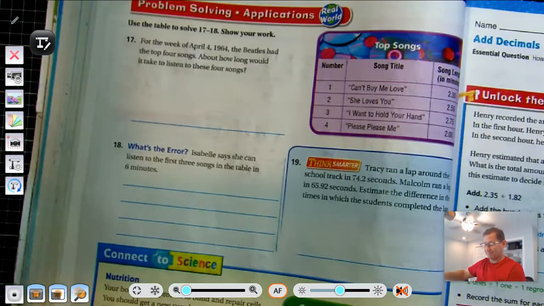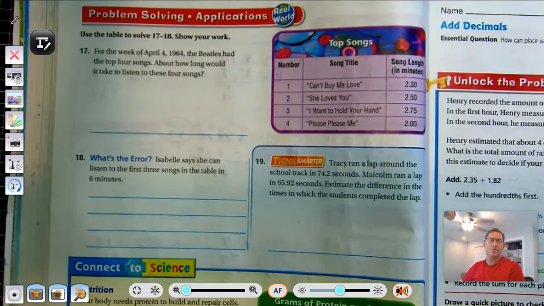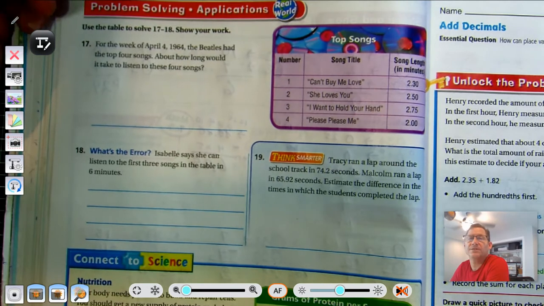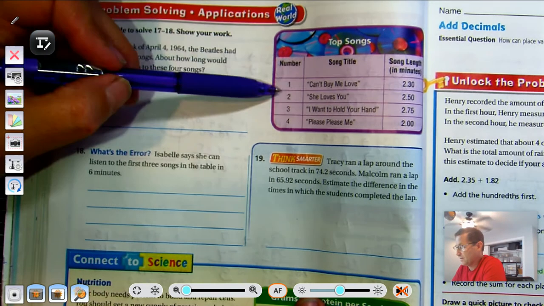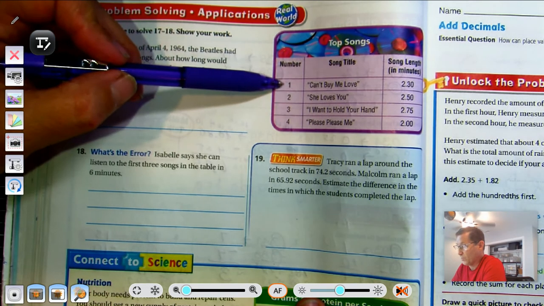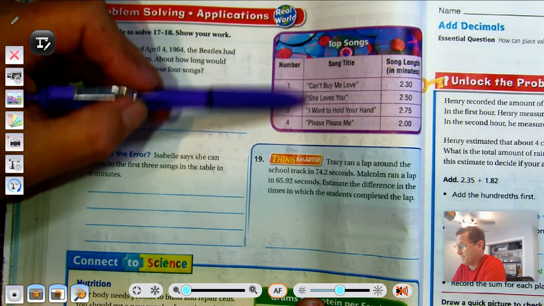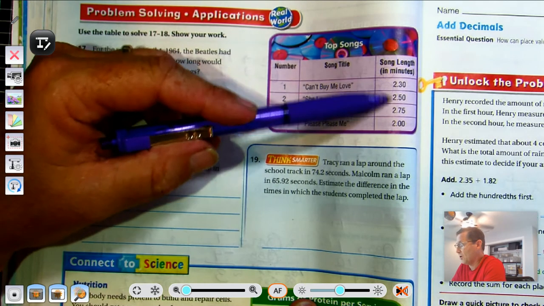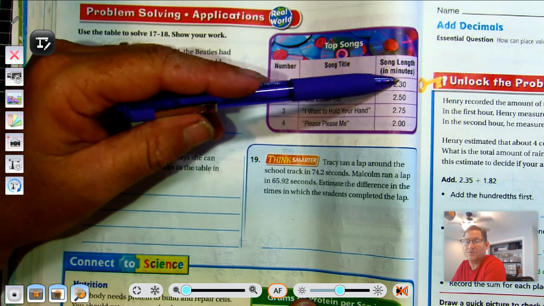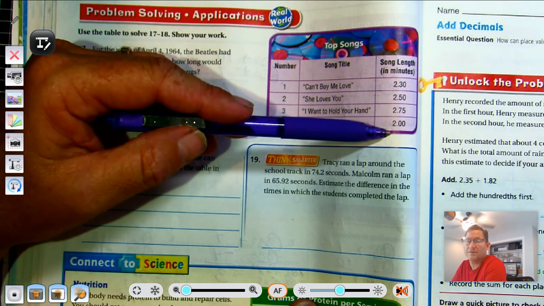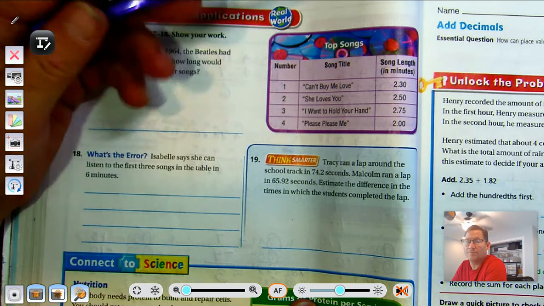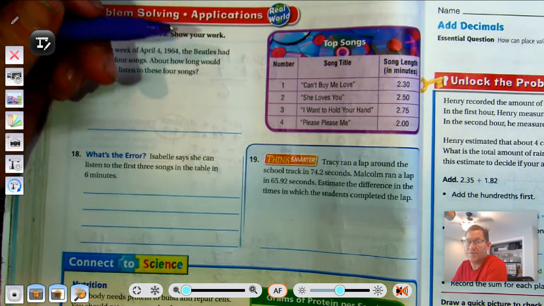All right, 17. Use the table to show your work. So it says top songs, ranking 1, 2, 3, 4, the name of the song, and how long the song lasted. So each of the songs was 2 minutes or more, and they were all less than 3 minutes.